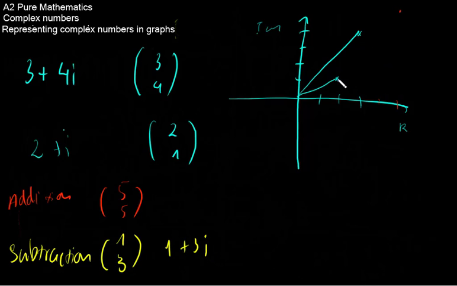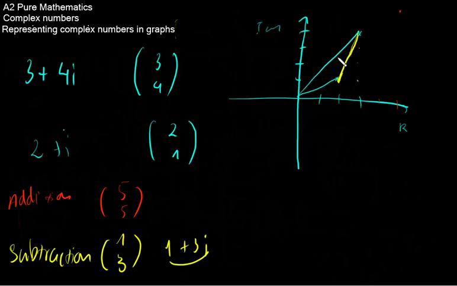Now I want you to see the line that connects the two points. Say from this complex number to this complex number, we need to move to the right 1 and move up 1, 2, 3 units. So move to the right 1, move up 3 units. So this line is actually equal to 1 plus 3i.